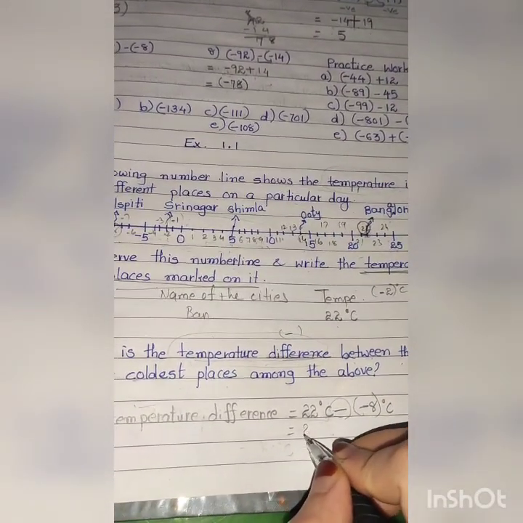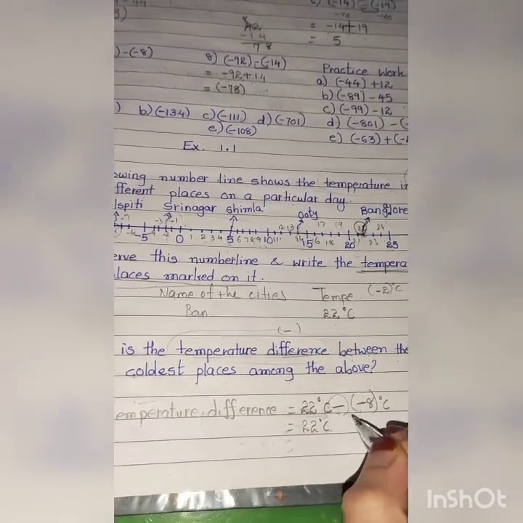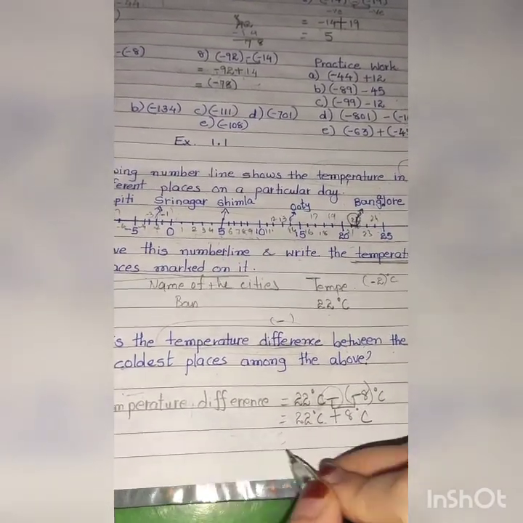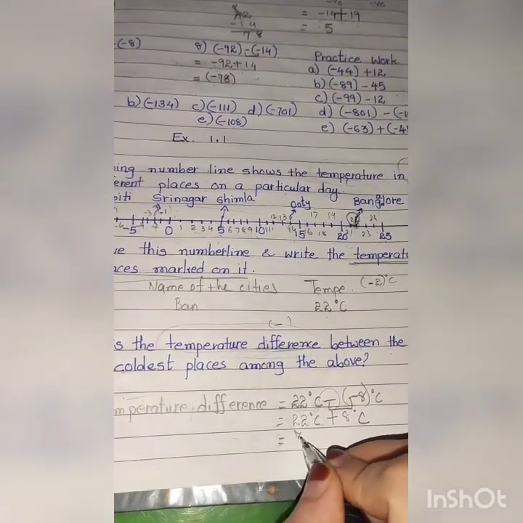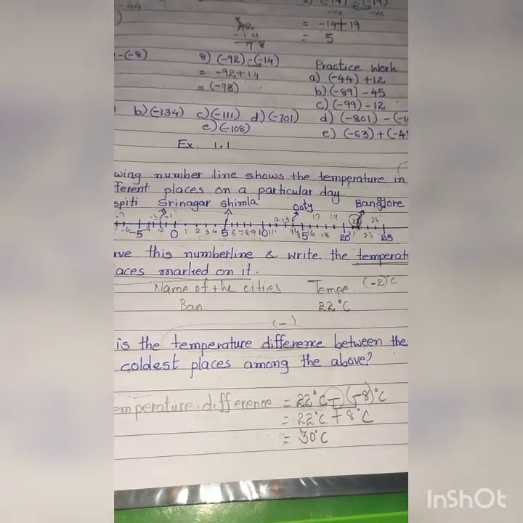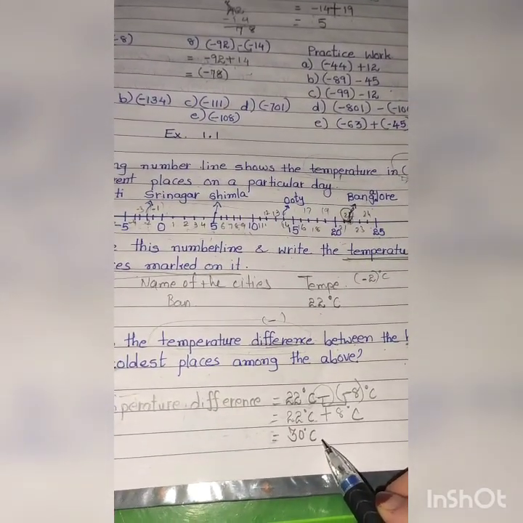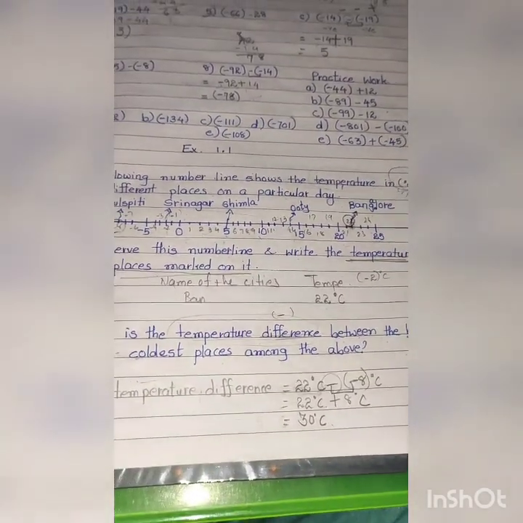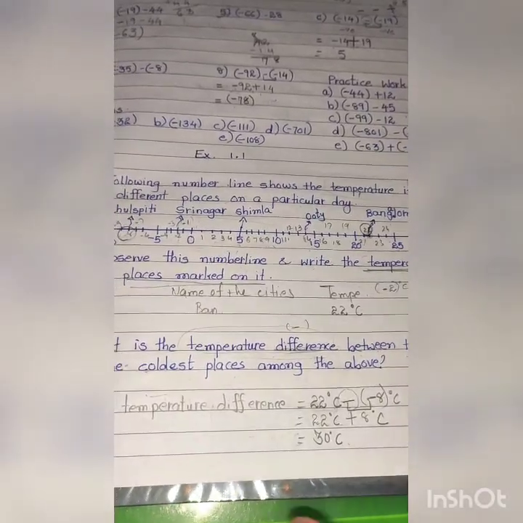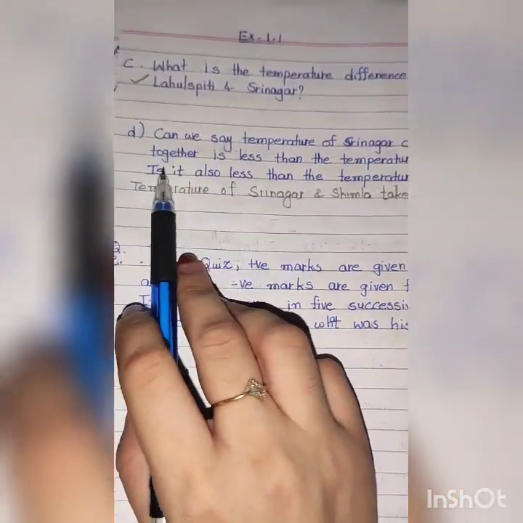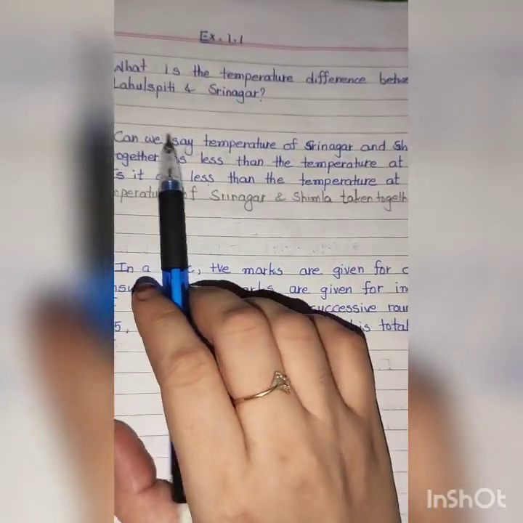Now 22 degrees minus minus 8 degrees. So your answer will be 30 degrees Celsius. Compulsorily you have to write down this unit. Okay, so this is your answer. Now let's move to the next question. C you will do by yourself. D, let's read it.